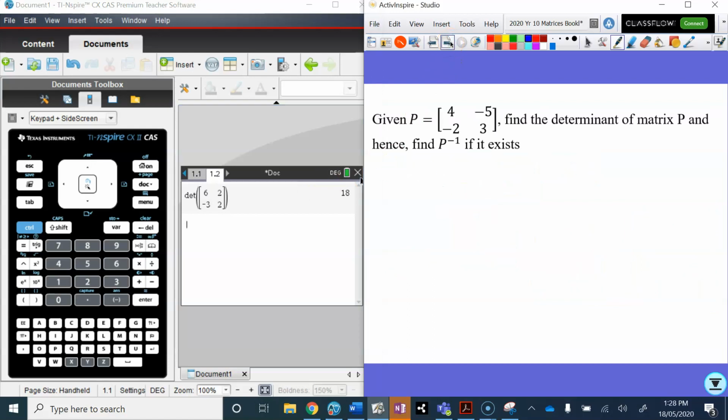If I keep going, and a new matrix, matrix P, find the determinant of matrix P, and hence find the inverse of P if it exists. So again, A times D, 4 times 3, subtract B times C.